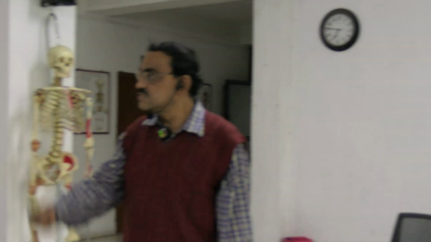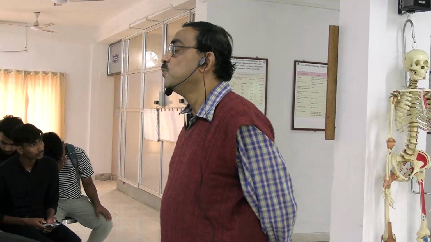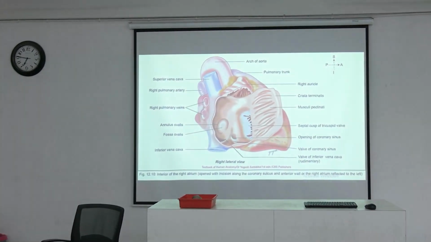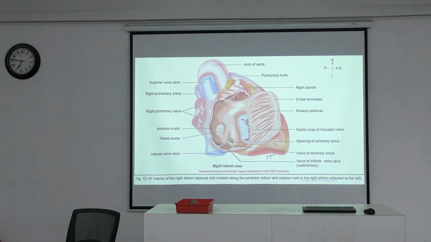is called the sinus venarum. The posterior smooth part of the atrium is called sinus venarum, which develops from the right horn of the sinus venosus. The left horn degenerates. Only the right horn remains. So this part is called sinus venarum.